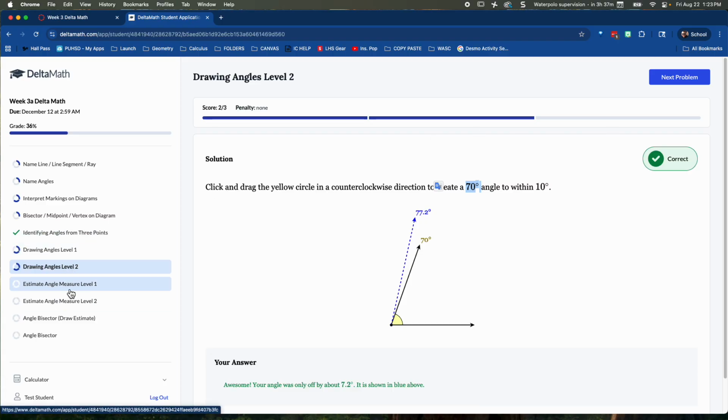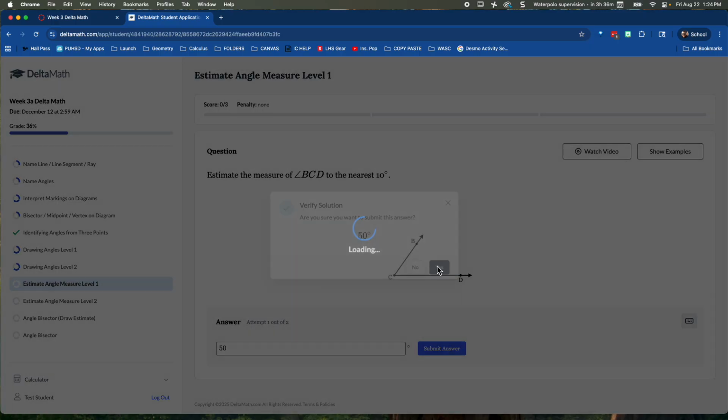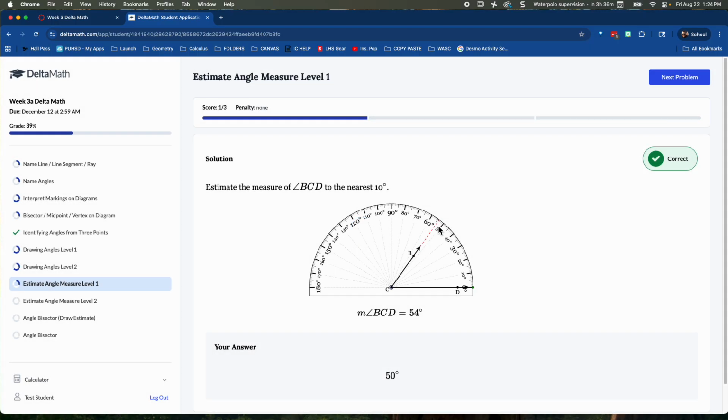Now let's see if we can not draw them, but estimate them. So this is saying, how big is this angle? Well, straight up would have been 90. A quarter would have been 45, half of that. So I'm going to say it's a little bit above 45, maybe it's 50. And I was still off, but I was close enough.